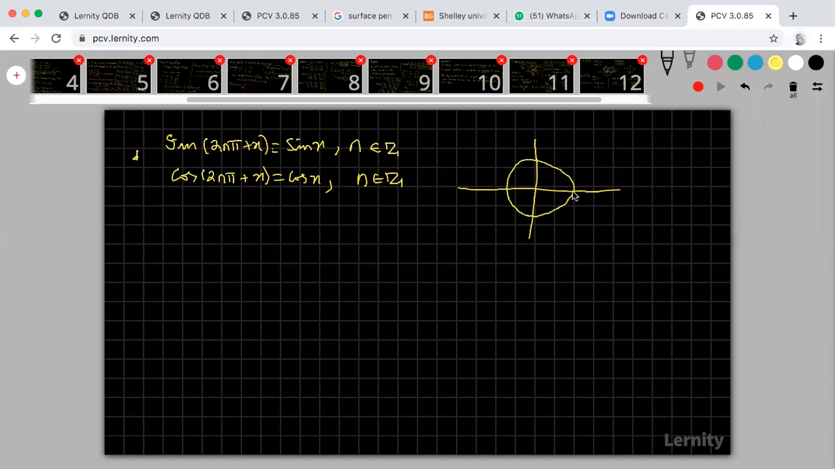For 0 to 2 pi, we will get different sine values, different cos values. But if you go for one more revolution, the same values are repeated for sine and cos. This is taken as 4 pi, two revolutions. Suppose I am taking one more revolution, this is taken as 6 pi. One more revolution, this is taken as 8 pi. So for every 2 pi, for every one revolution, we will get the same sine values and cos values.